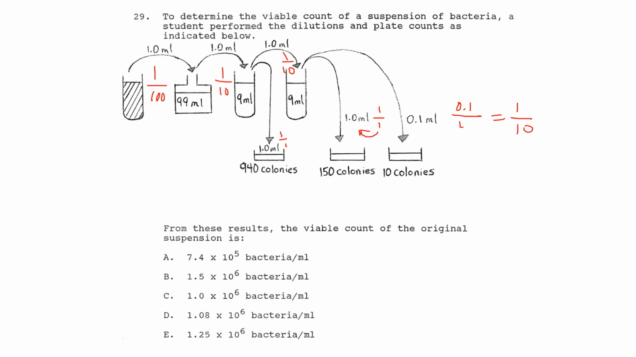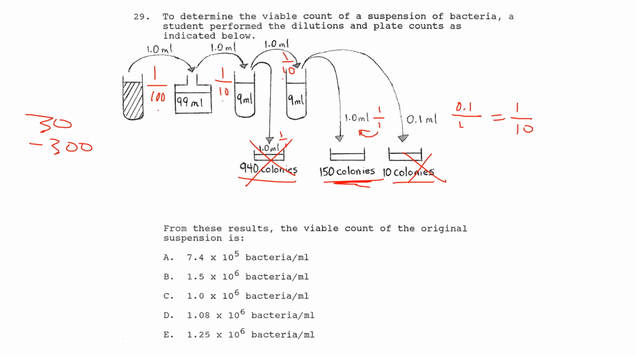Just like with problem 18, you need to decide which of these numbers to use. Remember, the ideal range is 30 to 300 colonies. So 940 colonies is too much, don't use that number. 10 colonies is too few. 150 is just right. And we already calculated our dilutions here.